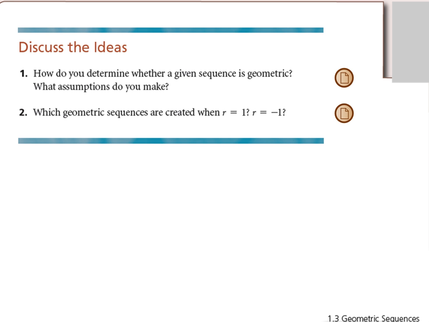All right, last two things, just to jot down something for yourself. Do some thinking here. Be prepared for discussion on these. How do you determine whether a given sequence is geometric? What assumptions do you have to make? And what's going to happen if r is 1 or negative 1?